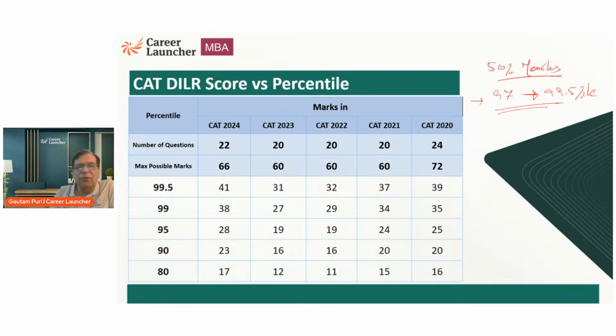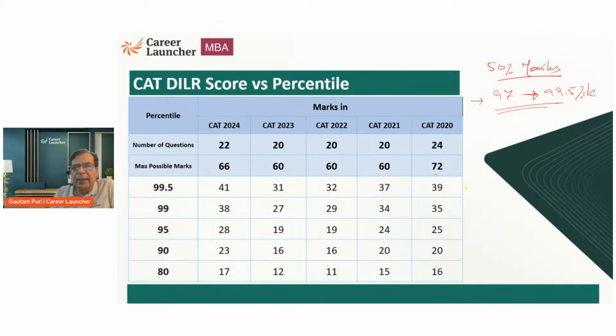And you can look at the last 5 years CAT papers. The number of questions has varied. So the maximum possible marks are hence different for the different years. CAT 21, 22, 23 are 20 questions, 60 mark papers, while CAT 2020 and CAT 24 have a slightly higher number of questions. So when you look at these particular papers, let's see what 50% marks equals to.